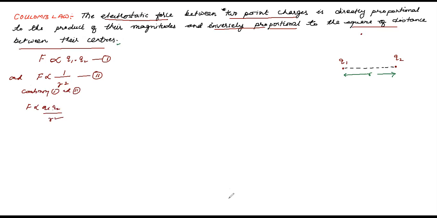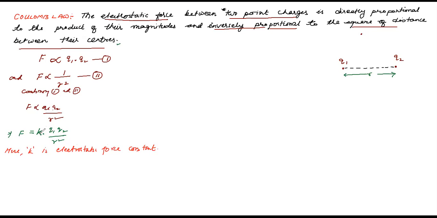Now in order to remove this proportional sign, I should give one equal sign. In order to give this equal sign, I need to write one constant, so I have to write a proportionality constant here. That constant is k. Now what is k in this case? k is called the electrostatic force constant.